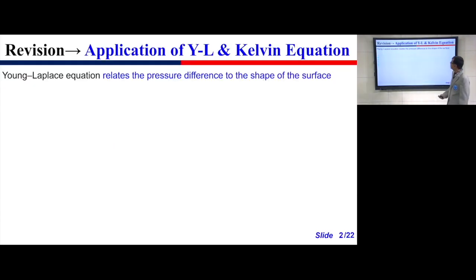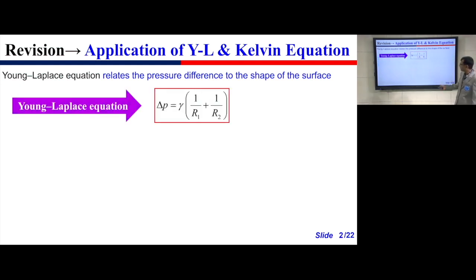In the last class we discussed applications of the Young-Laplace equation and Kelvin's equation. The Young-Laplace equation relates the pressure difference to the shape of the surface. For a sphere the pressure difference is different from that for a flat surface and for a cylindrical surface. The generalized Young-Laplace equation is delta P equal to gamma, where gamma is surface tension, times (1/R1 plus 1/R2), where R1 and R2 are the principal radii of curvature.